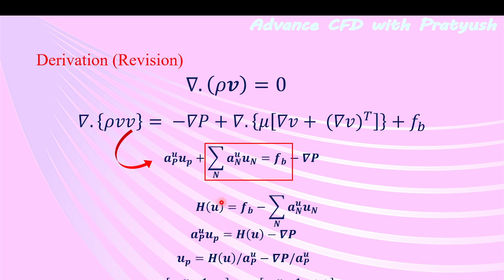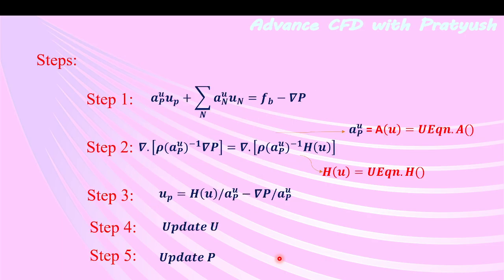Now in OpenFOAM, this HU, the UEqn.H, is calculated to find these values. There are also other terms known as UEqn.A and UEqn.S. These two terms are important if you are going to code this SIMPLE scheme into OpenFOAM.